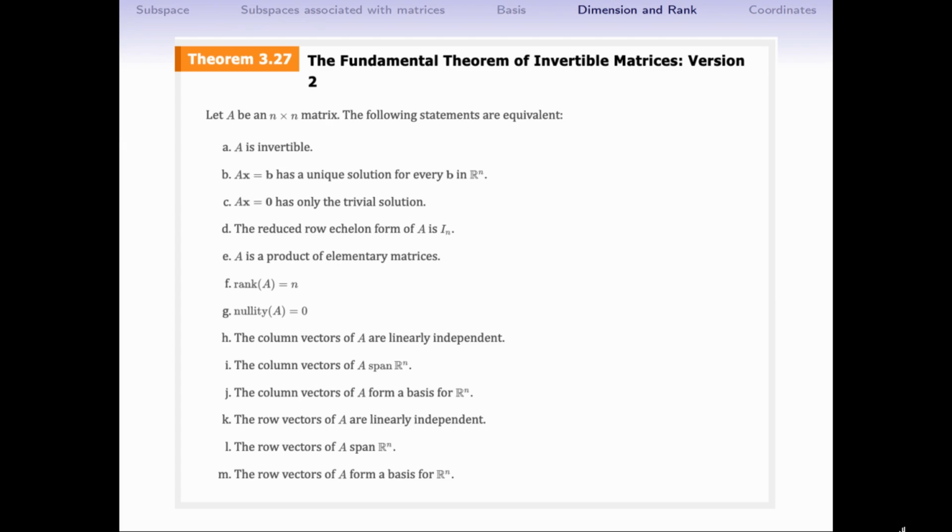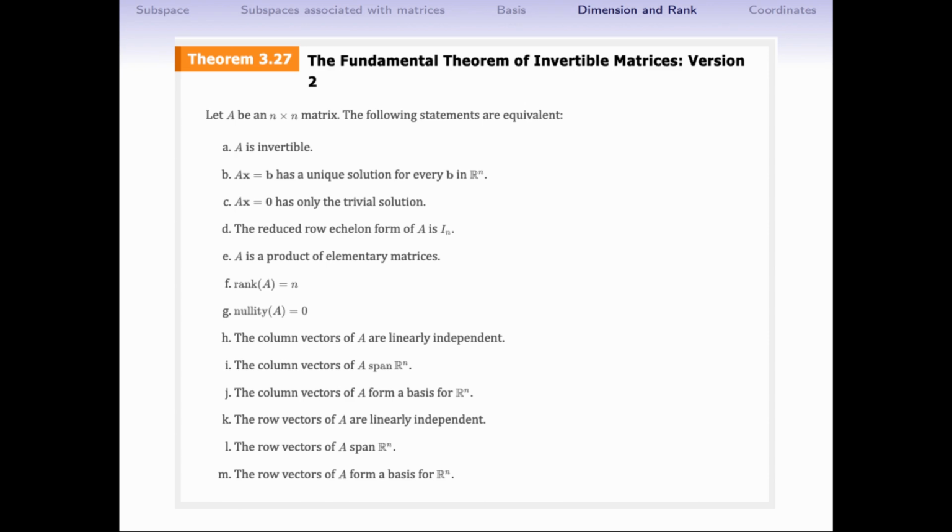We are now ready to state and prove Theorem 3.27, the fundamental theorem of invertible matrices, version 2. Now, throughout this theorem, A is going to be an n by n matrix. And in this theorem, we're presented with 13 different statements about the matrix A. And what the theorem is telling us is that if any one of them is true, then all of them are true.